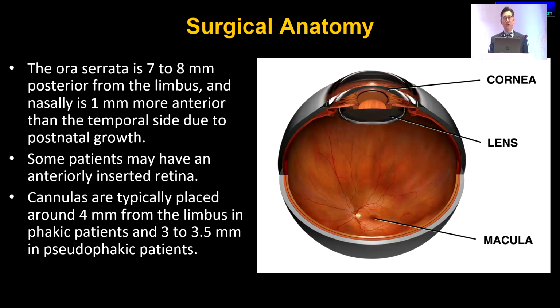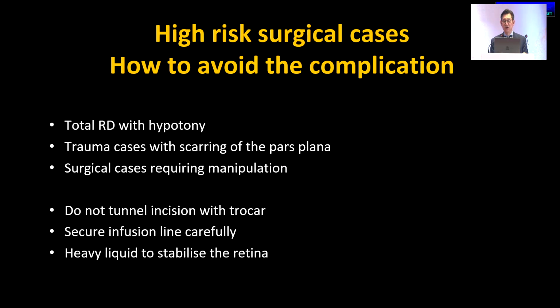So we put an infusion line in, and where do we put it in? Well, we have to be aware, obviously, of the surgical anatomy of the pars plana, but things can sometimes be tricky. Some patients will have an anteriorly inserted retina, and also where the ora serrata is varies from the nasal side to the temporal side. We generally would put a cannula in 4 millimeters from the limbus in a phakic eye and 3 to 3.5 in a pseudophakic eye.